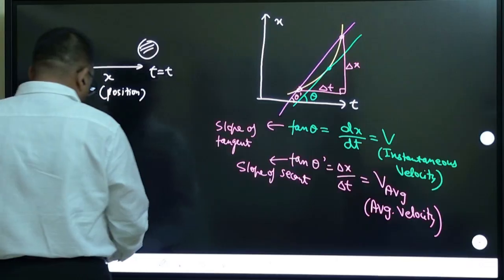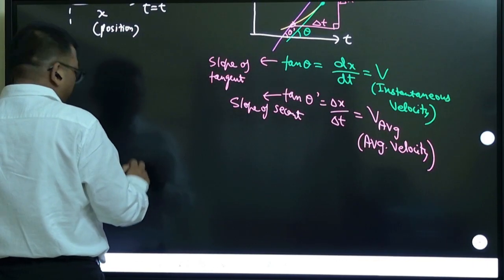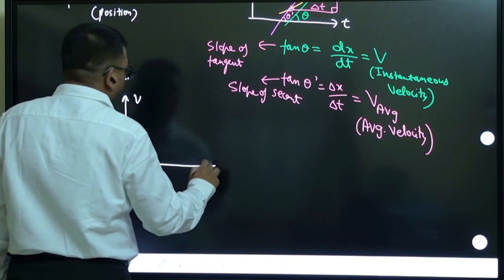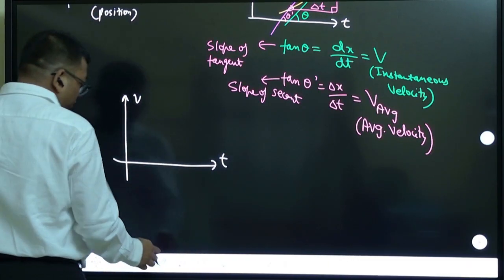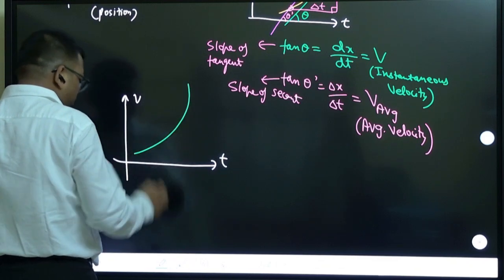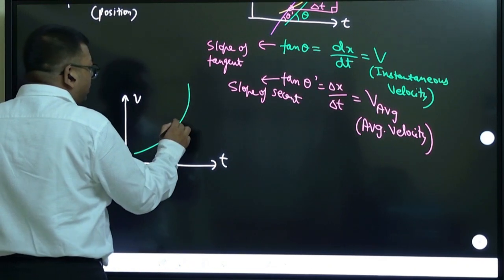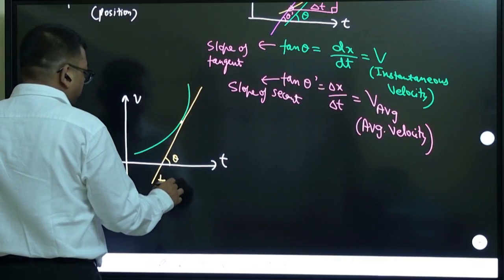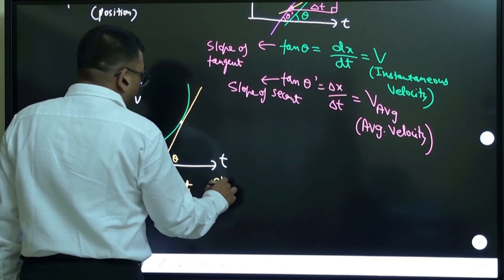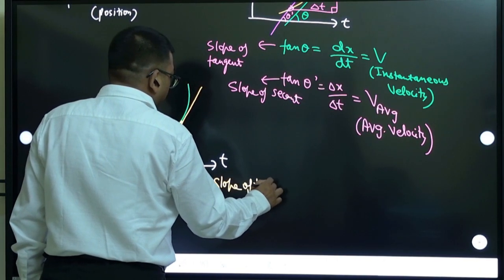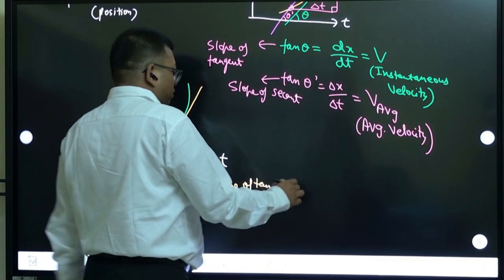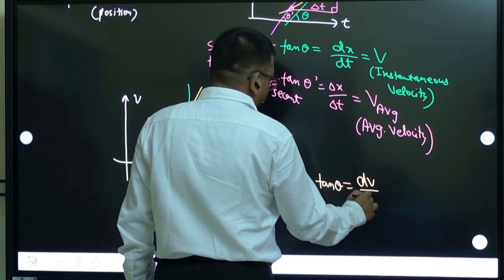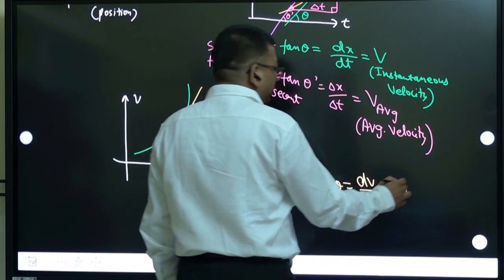Okay, coming to the next. Suppose I take a v-t graph, a velocity time graph. In the same manner, if I take a tangent at theta, this is the tangent line. So the slope of the tangent, which is tan theta here, which is dv by dt, will give us instantaneous acceleration.